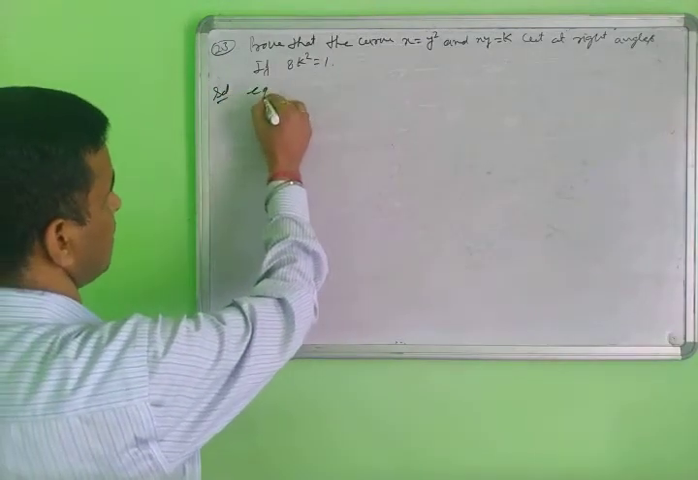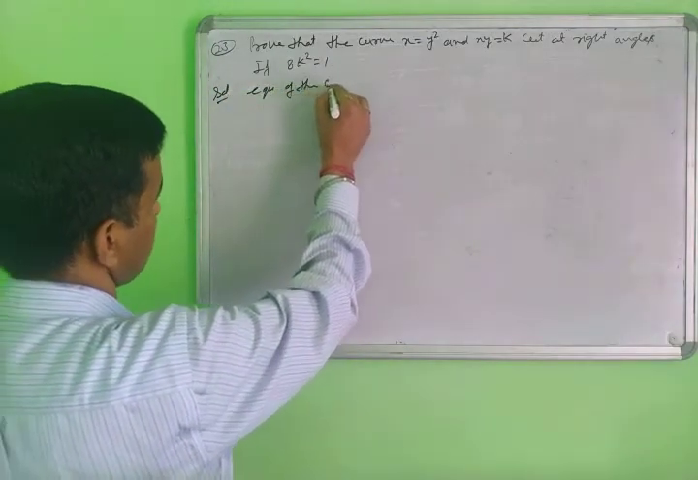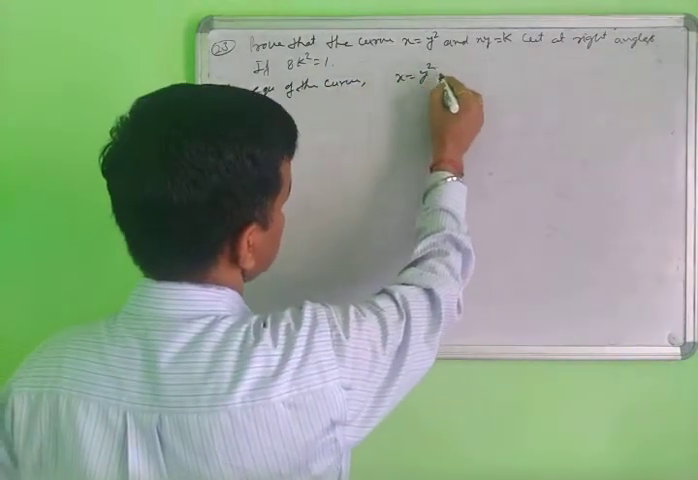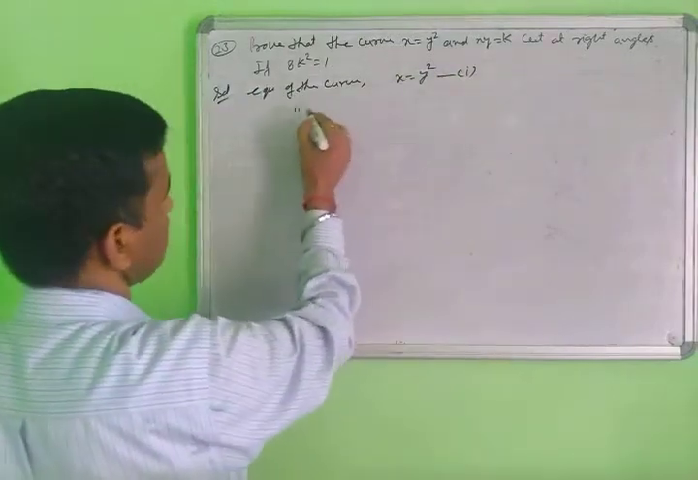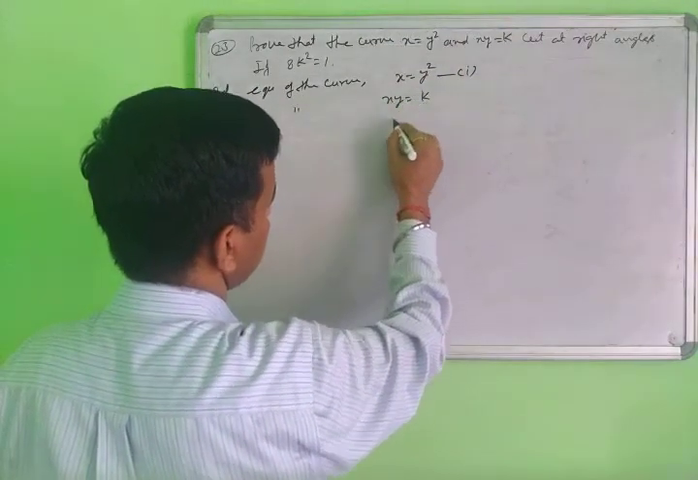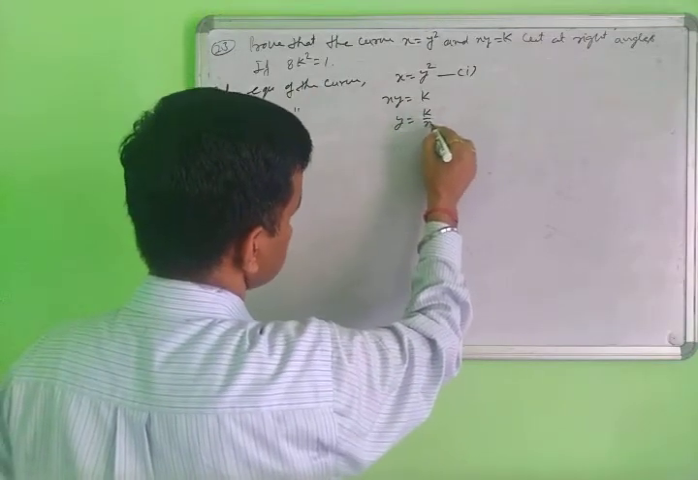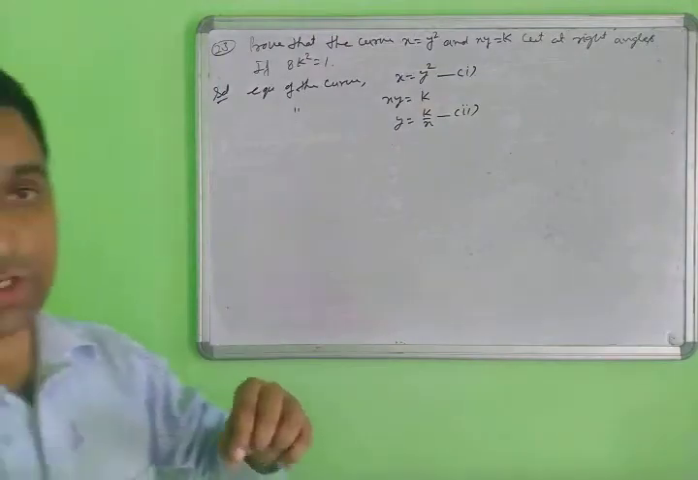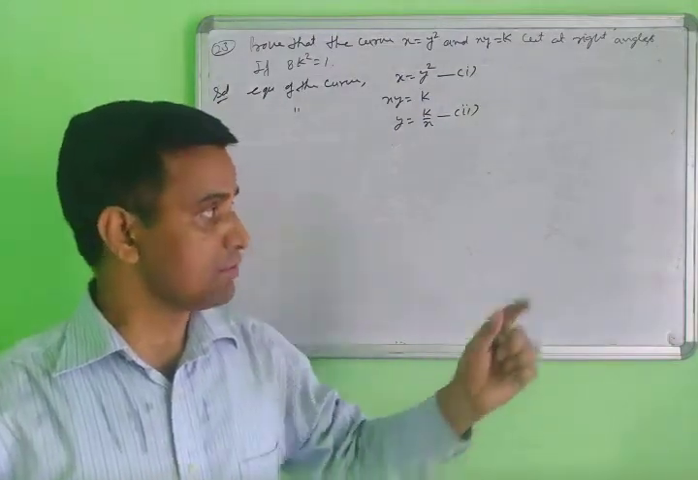First, the equations of the curves. The first equation is x equals y square. The second equation is xy equals k, which you will write as y equals k upon x. After that you will find the intersecting point of both the curves.